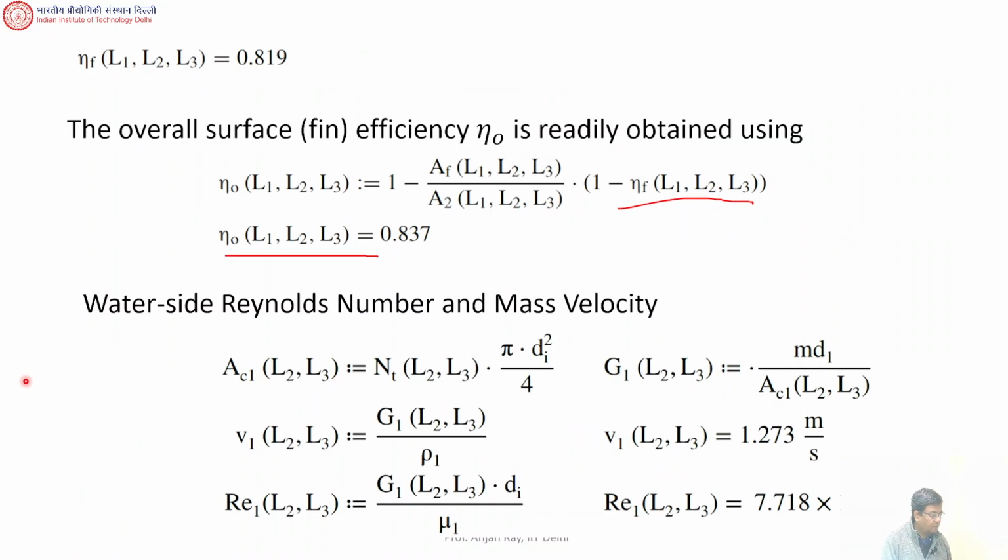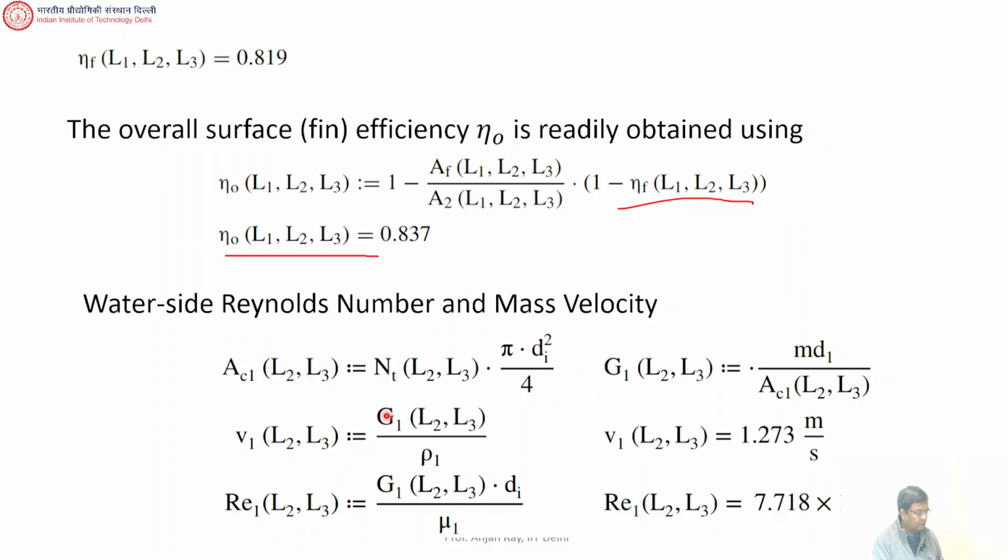Now that individual fin efficiency comes out to be 0.819. And using that, you can get an overall surface efficiency, which is eta O. Right, so we'll use these.